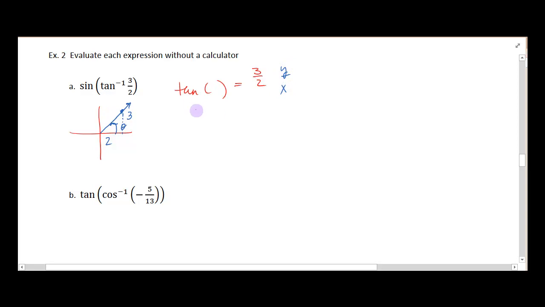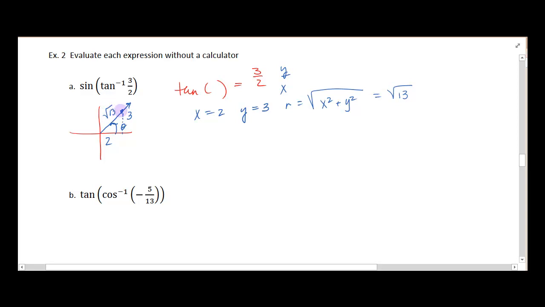Now, if I know x is 2, y is 3, then r must be, using Pythagorean theorem, the square root of x squared plus y squared, which in this case would be 2 squared, so that's 4, plus 3 squared, which is 9, so 4 plus 9 is the square root of 13. So I found out that r is the square root of 13.